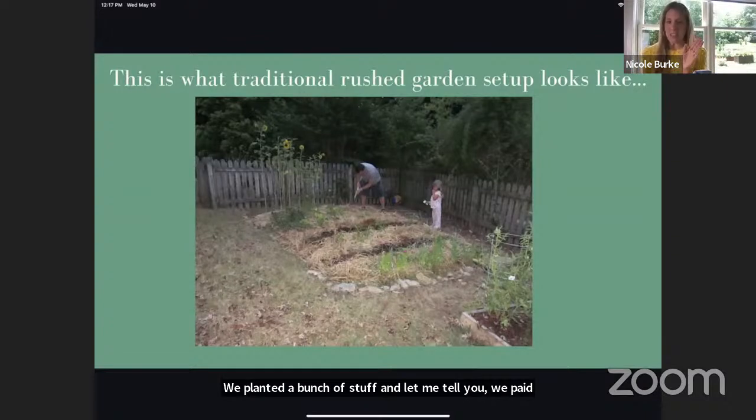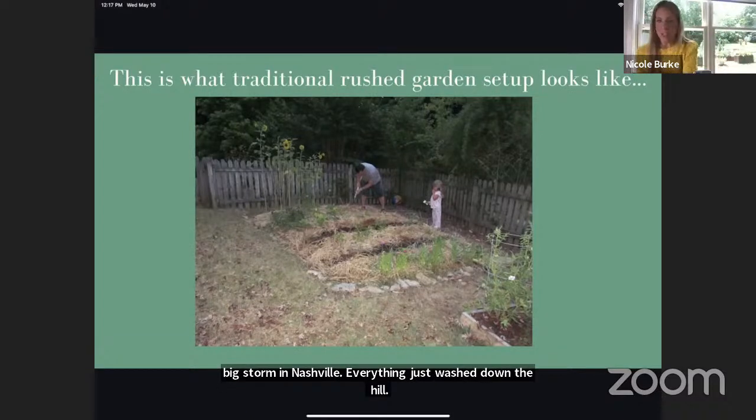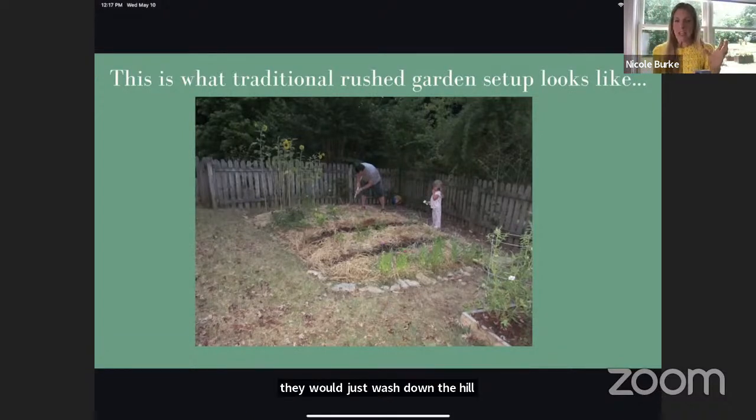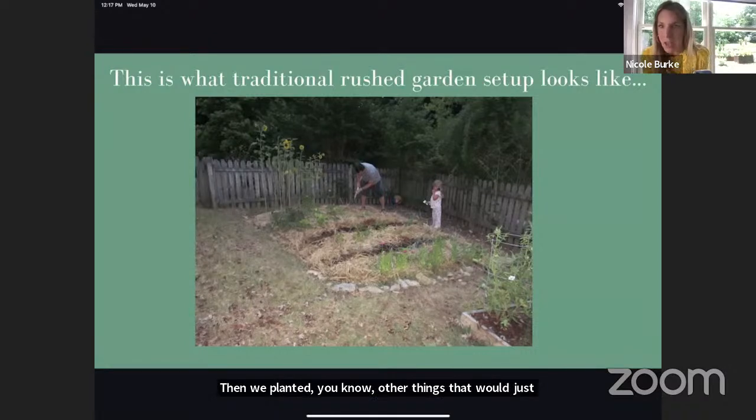I don't know if you can tell, but this garden is on a slope. So every single time it rained or we had a big storm in Nashville, everything just washed down the hill. Literally seedlings would come up and then they would just wash down the hill. Then we planted other things that would just fall over in a rainstorm because they didn't have the support they need. And there is a lot of straw in this garden, right? It was just so much straw and so few plants. So this is what a traditional rush garden setup looks like.